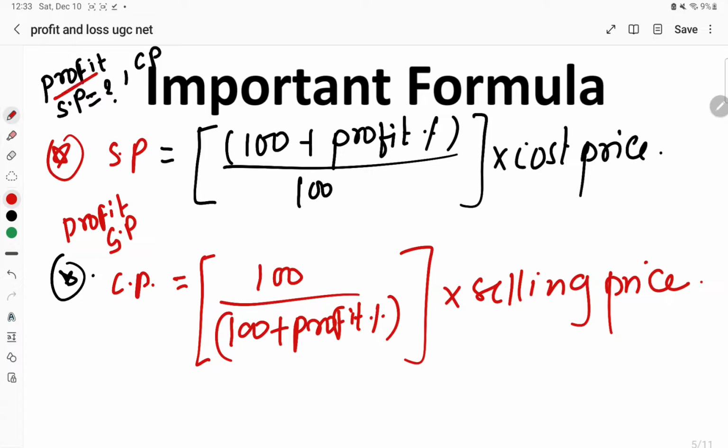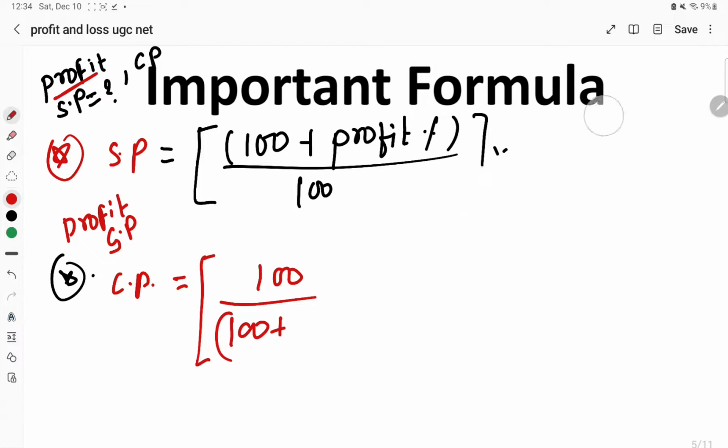So we have seen two formulas over here. Whenever the profit is given and they're asking us to find the selling price and cost price is also given in the question, the formula is SP is equal to 100 plus profit percent upon 100 into cost price. And if they're asking us to find the cost price, if selling price and profit percentage is given in the question, the formula will be 100 upon 100 plus profit percent into the selling price. Okay, this was the formula for the cost price and the selling price whenever the profit is given.